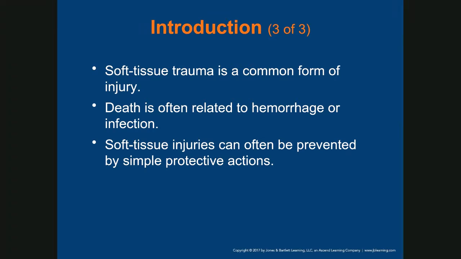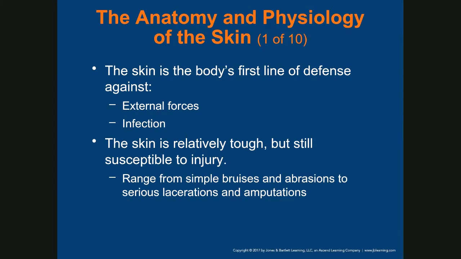Now, the organ involved mostly with soft tissue is going to be the skin. The skin is the body's first line of defense against external forces and infection. The skin is relatively tough, but still susceptible to injury. Can range from simple bruises and abrasions to lacerations and amputations.